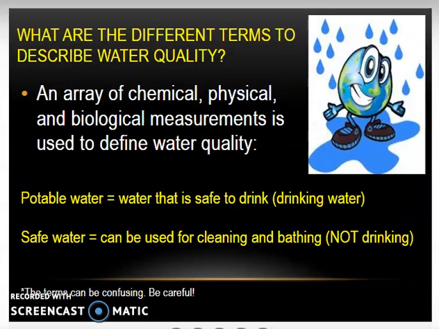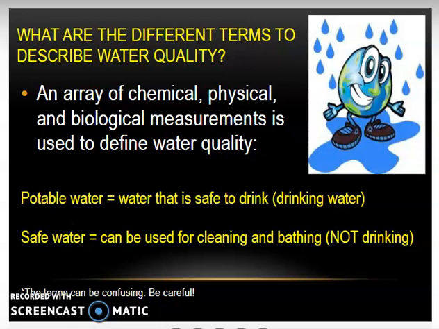What are some terms that we can use to describe water quality? Water quality is an array of chemical, physical, and biological measurements that define water quality. Chemical would be testing for things like ions in the water, charged particles. Physical: are there flakes of something in our water? Is there residue in the water?